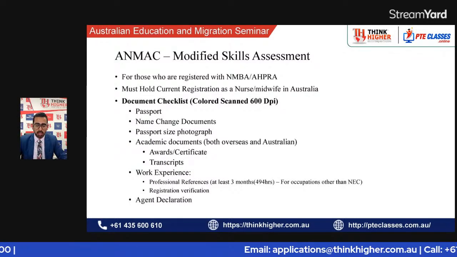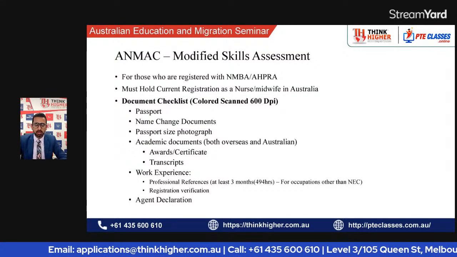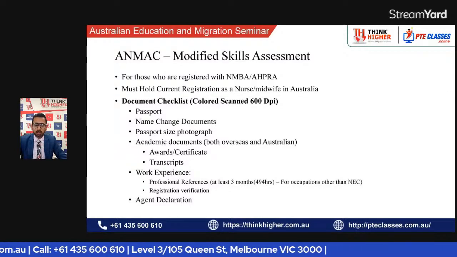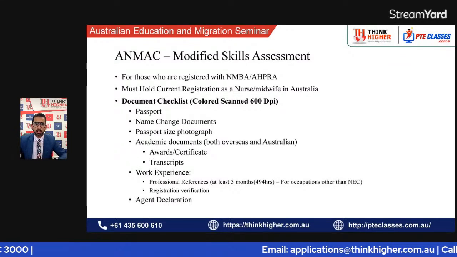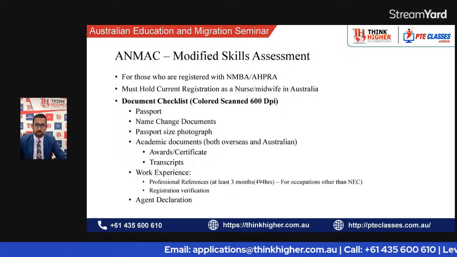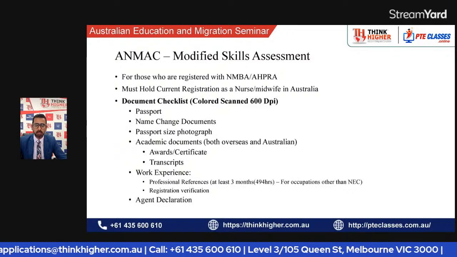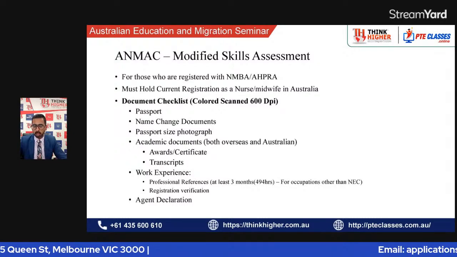Awards, transcript, work experience. So as I told you earlier, for modified skill assessment, you require at least 3 months. That's 494 hours of work experience for occupations other than not elsewhere classified. So for instance, you want to be a registered nurse in aged care. As you said, with lots of state sponsorships, especially in Victoria, they said that we need only aged care nurses. Now for that, you specifically need 494 hours of work experience. Otherwise, you'll get a general registration if you have studied in Australia. If not, then you have to finish the study and work experience in order to apply for the NMAC skill assessment.